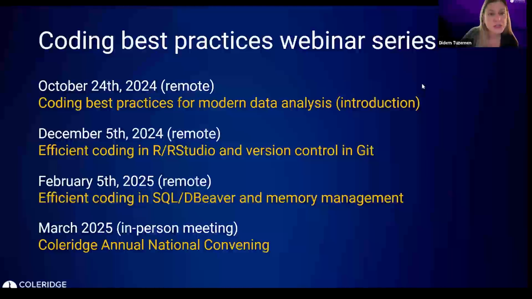And then in March 2025, we're going to be holding the Coleridge's annual national convening, which is going to be in person. And we are very excited to share with you that there will be a session for the user community. So we're hoping to see you there.